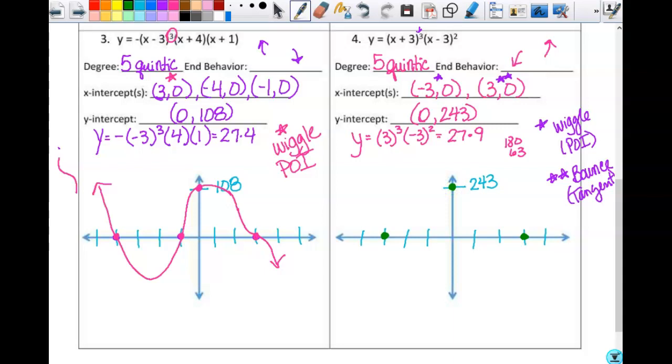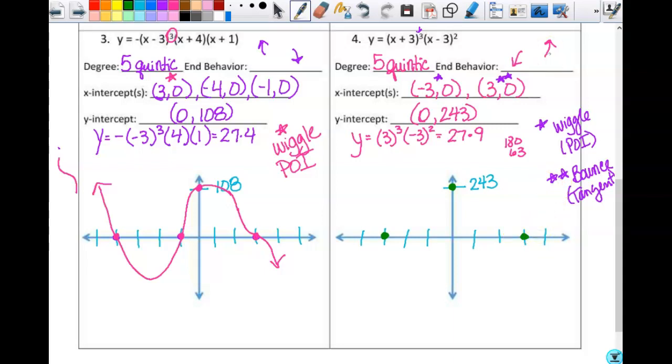Okay. My end behavior, it's down, up, so I start down here. At the (-3, 0), I have a wiggle. So I'm going to start here. I'm going to have a point of inflection coming up. I'm going to go through 243. When I hit this point, that's where I have the bounce and where it's tangent. So it's going to bounce back up, and then we'll be going up at the end like we want to.